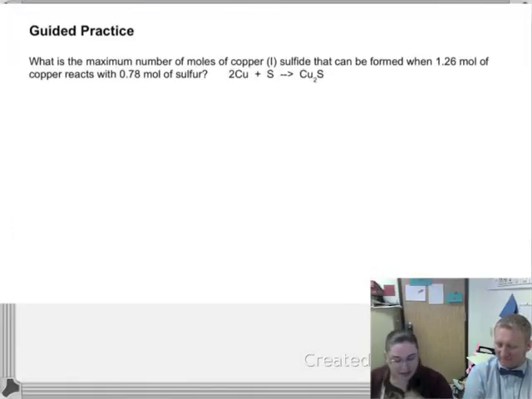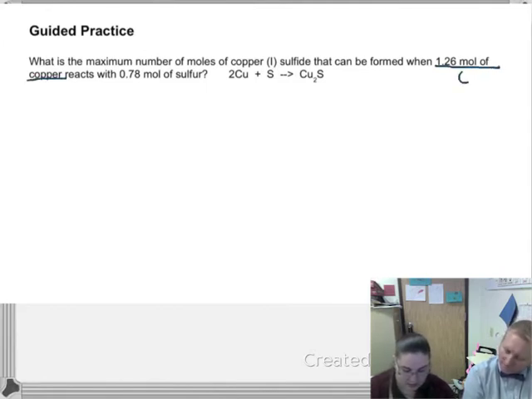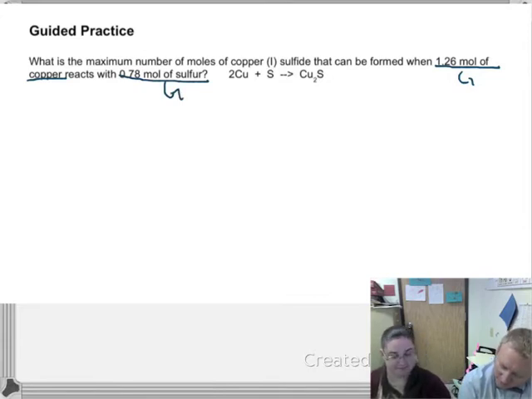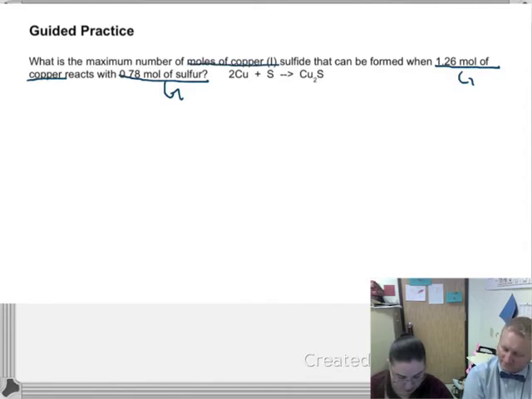Okay, so guided practice. And again, we're going to go through and identify our givens. So we've got 1.26 moles of copper. That's one given. The other given would be the 0.78 moles of sulfur. And what do I want? The maximum number of moles of copper 1 sulfide.